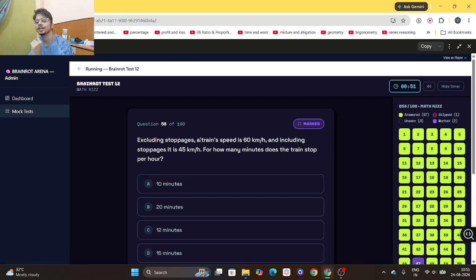Excluding stoppage, a train's speed is 60 km per hour, and including stoppage, it is 45 km per hour. For how many minutes does the train stop per hour?